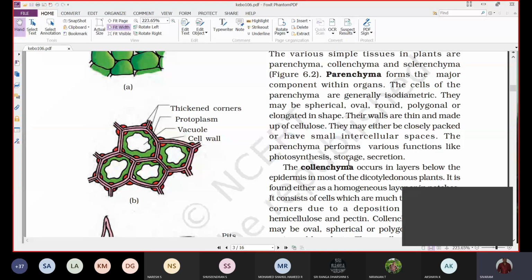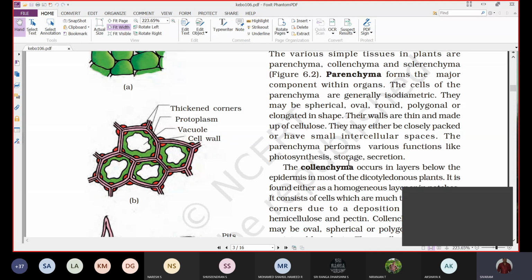So among the living tissue, the major type is the parenchyma. It occupies the major part of the living tissue of the plant body. Parenchyma forms the major component within organs. The cells of the parenchyma are generally isodiametric.